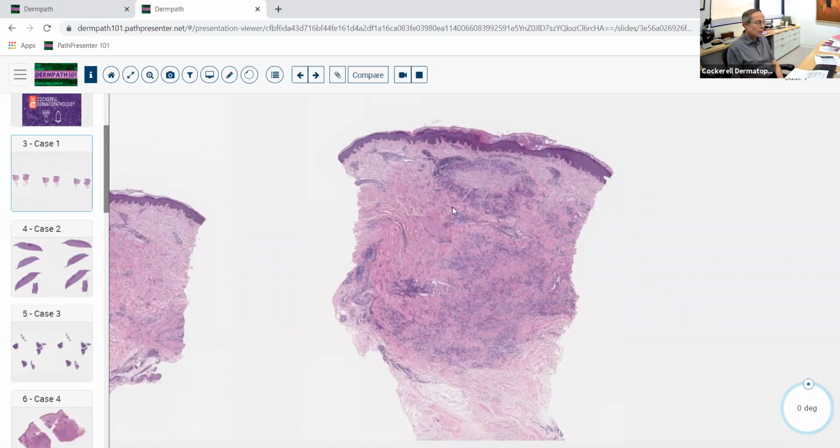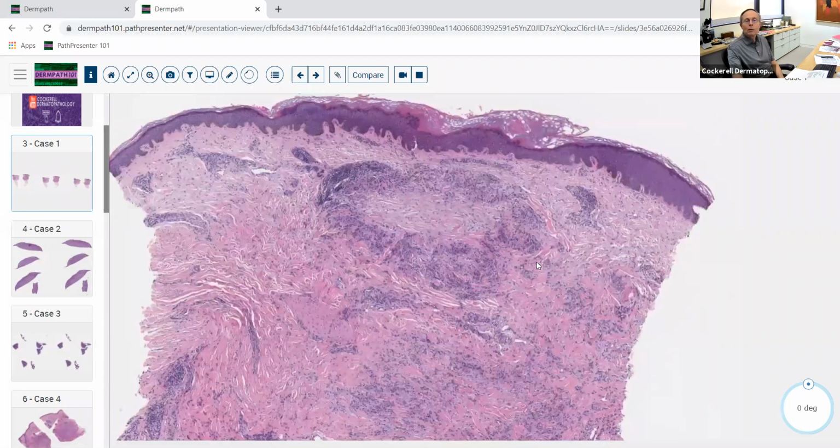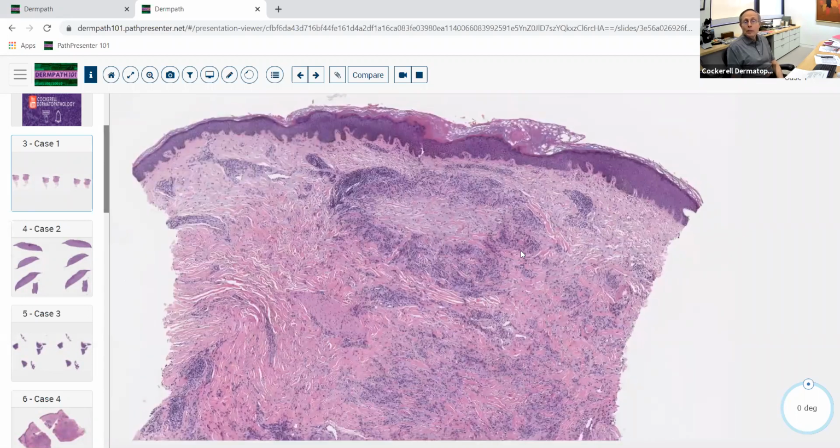And probably one of the most common that we see is this pattern, which is palisaded granulomatous dermatitis. And it's kind of fun to teach this concept because there's 3 main palisaded granulomatous dermatitides. There's granuloma annulare, there's rheumatoid nodule, and then there's necrobiosis lipoidica. Those are the 3 most common.